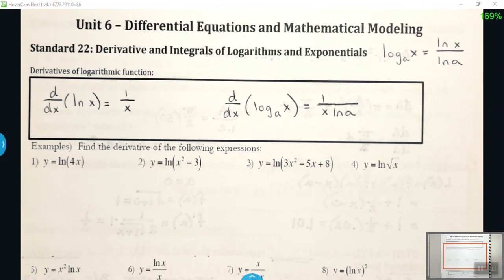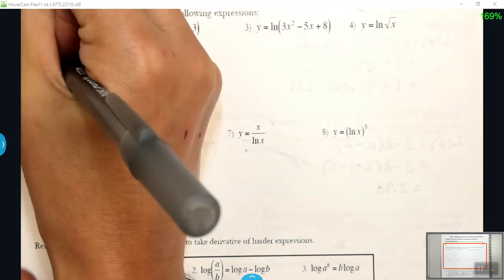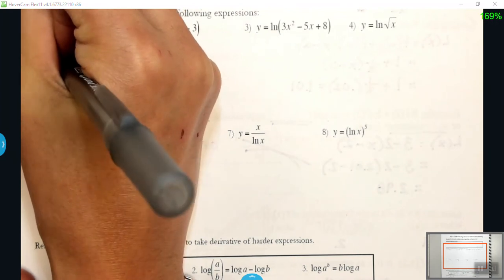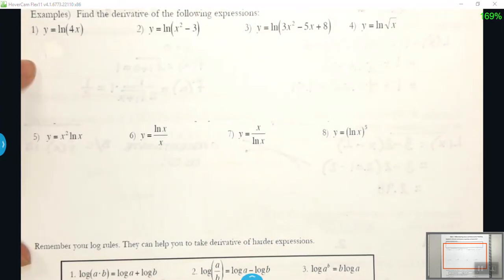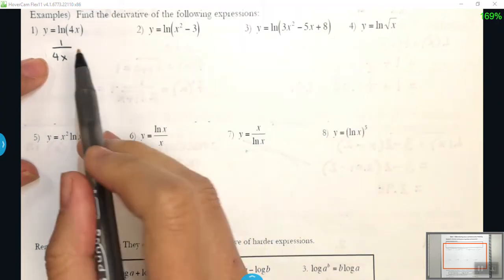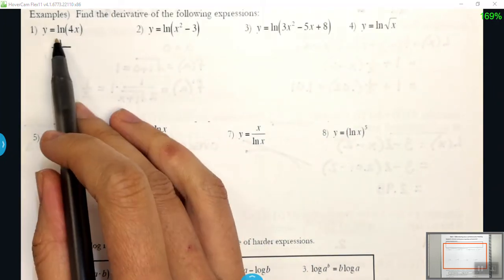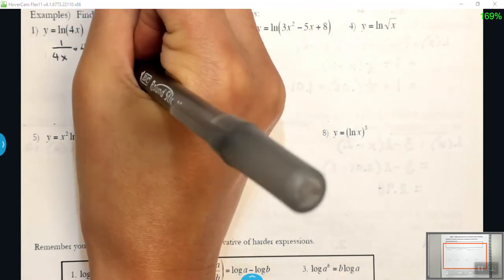All right, so now that you know these two, let's take the derivative of a couple things. So natural log 4x is, sorry, I wrote it wrong. So the derivative of natural log is 1 over 4x. And then since 4x is inside of the natural log, you have to multiply by 4. So this actually just simplifies to 1 over x.